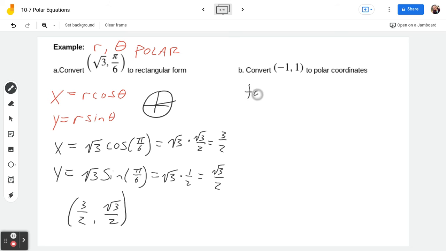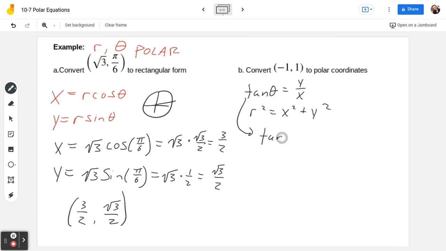First thing they said is that tangent, we already know this, tangent is equal to y over x. We also know that r squared is equal to x squared plus y squared. So all we're going to do is plug in and solve for both. We need to solve for theta, and we need to solve for r. All right, let's go ahead and plug in.